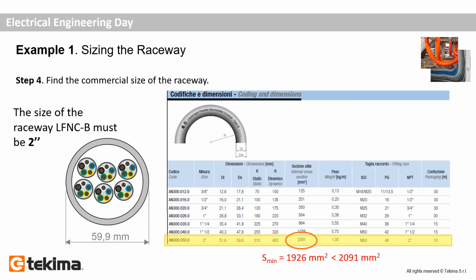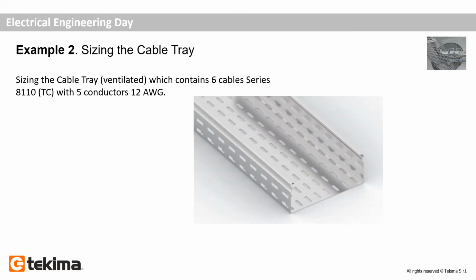That means a raceway with an external diameter of approximately 59.9 millimeter. As a second example, we will size the cable tray which contains the same cables that we have seen installed in the raceway in the example before. And let's consider a ventilated cable tray.